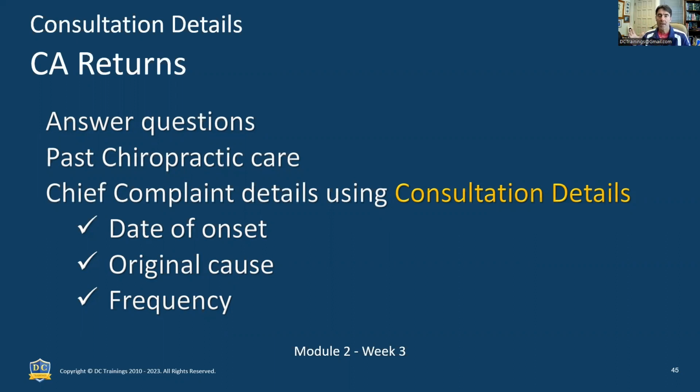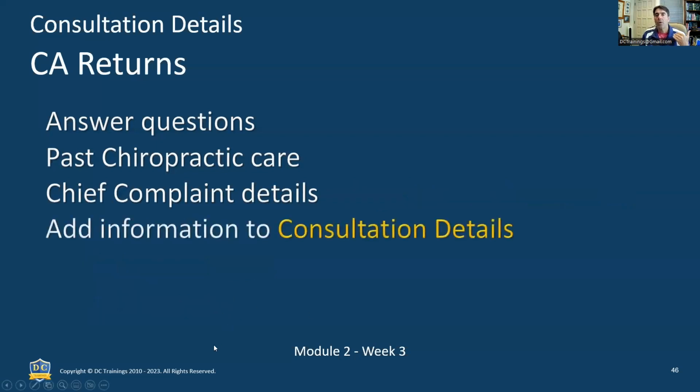When was it? And if our line of questioning brings about a date of onset that was greater than or equal to 1 year ago, we want to document that, because then it's going to tie into our recommendations for more of a long-term care plan. Okay. So that's why we ask those questions. We're going to move on. After we've asked about the chief complaint details, then we add the information to the consultation details form.